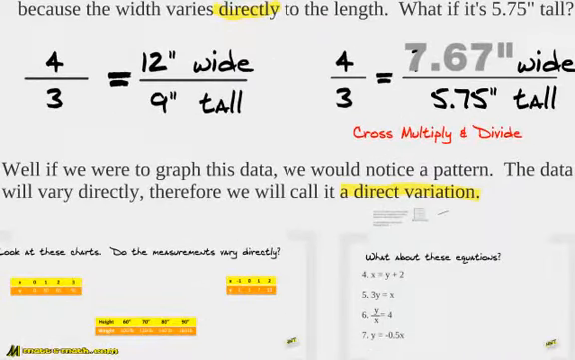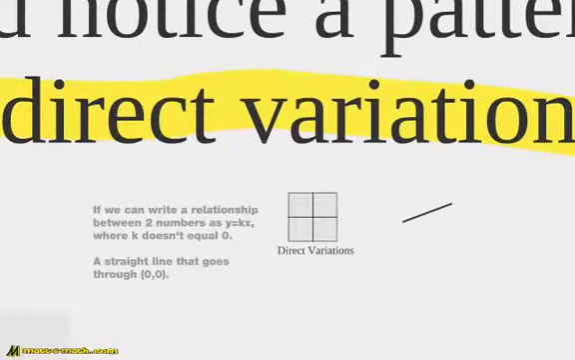All right. Well, if we graph the data, if we find those points on a particular graph, we'll notice a pattern. The data is going to vary directly. Therefore, we can say it is called a direct variation. It'll be a direct variation if we can write a relationship between two numbers such that y equals some number k times x, and k can't be 0. So the equation for that line is going to be y equals some number times x.